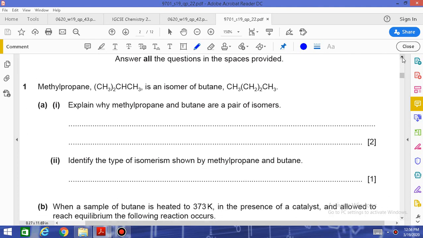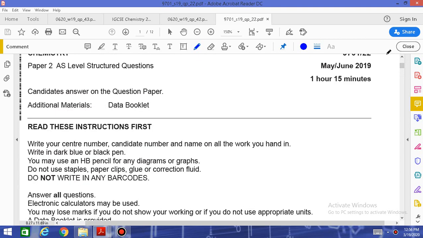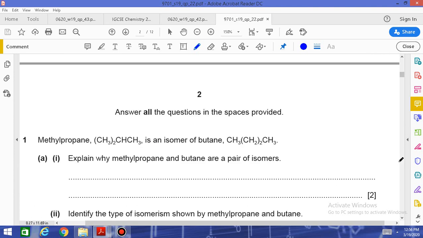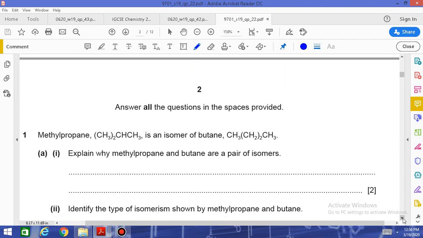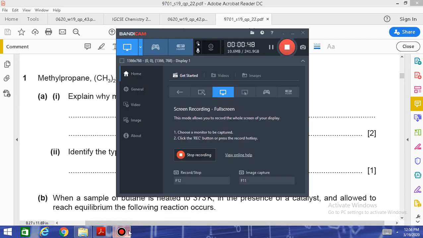Okay, guys, let's discuss chemistry past paper 2019, paper 2, May June. So the code is this one, 2.2. Okay, let's start. Question number 1.